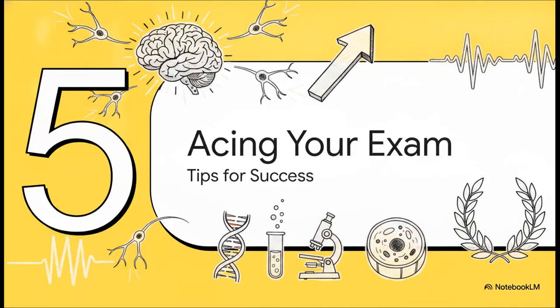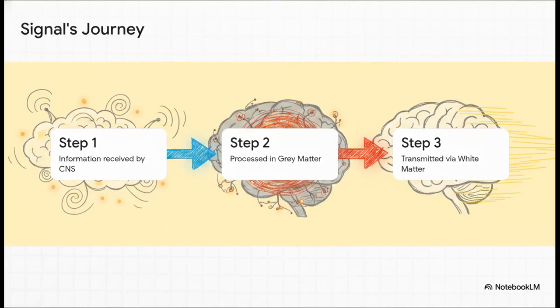Now for our final module, Section 5, Acing Your Biology Exam. Let's take all this structural and mechanical data we just covered and turn it into practical application so you can secure that distinction. Let's trace a signal's exact chronological journey. Step 1, information is received by the CNS. Step 2, that information hits the gray matter, where it's actively processed and a decision is made. And finally, step 3, the resulting command is transmitted rapidly out via the white matter. By seeing these steps isolated like this, you can clearly track the flow, and you'll never confuse the sequence of operations.